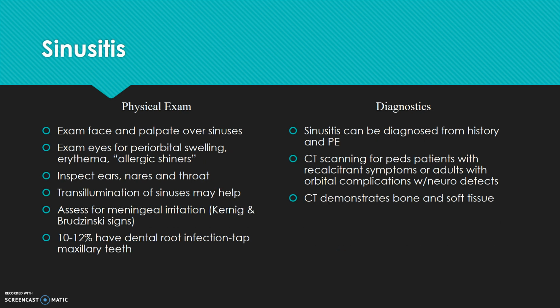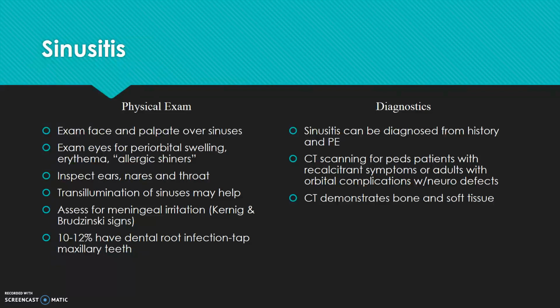For the physical exam, you want to examine the face and palpate over the sinuses. You want to examine the eyes for periorbital swelling, erythema, and allergic shiners. Those are the dark circles under your eyes, which are really just engorged blood vessels. You also want to inspect the ears, nares, and throat. Transillumination of sinuses may help identify the area, but you have to be skilled in how to do it. You also want to include assessment for meningeal irritation through Kernig or Brudzinski sign. You do not want to miss that, or if someone has some nuchal rigidity or nuchal signs. 10 to 12% have a dental root infection, so you also want to include tapping those maxillary teeth to see if they're tender or elicit pain.